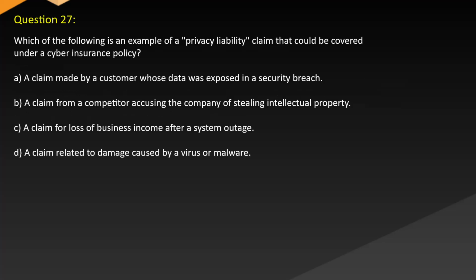Question 27. Which of the following is an example of a privacy liability claim that could be covered under a cyber insurance policy? A. A claim made by a customer whose data was exposed in a security breach. B. A claim from a competitor accusing the company of stealing intellectual property. C. A claim for loss of business income after a system outage. D. A claim related to damage caused by a virus or malware.